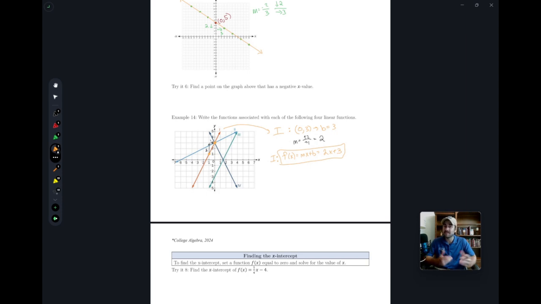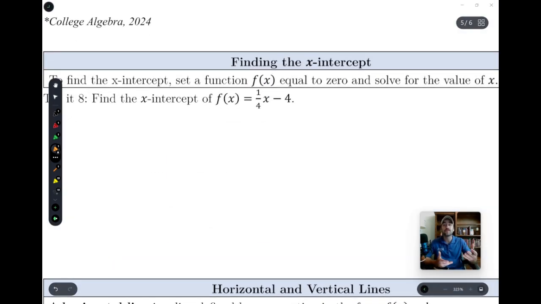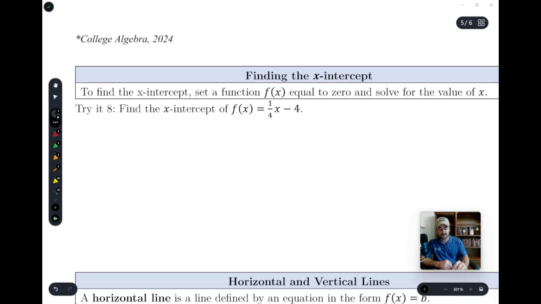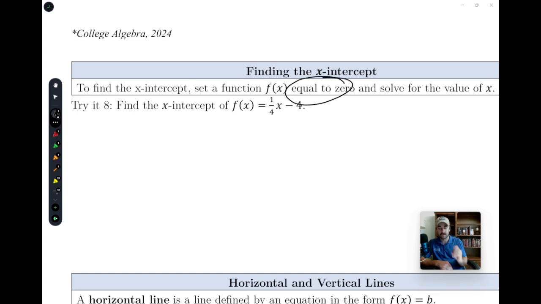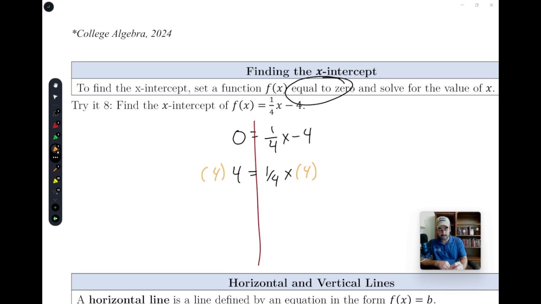Sweet. Another thing that's sometimes important, but a lot less common in the early stages of graphing, is finding the x-intercept, or finding the solution, or finding the root, finding where this line crosses the x-axis. And so in order to find an x-intercept, we set the function equal to 0. Instead of plugging in 0 to find the y-intercept, we set it equal to 0 to find the x-intercept. So 0 equals all of this function. And then we just do our chapter 2 arithmetic and algebra to move over the 4, to move over the other 4 by multiplying by 4, and we get that x equals 16.